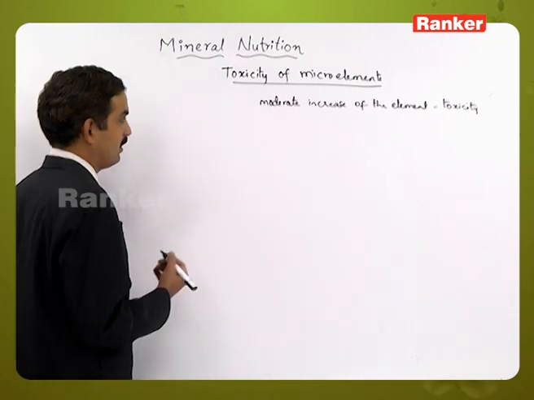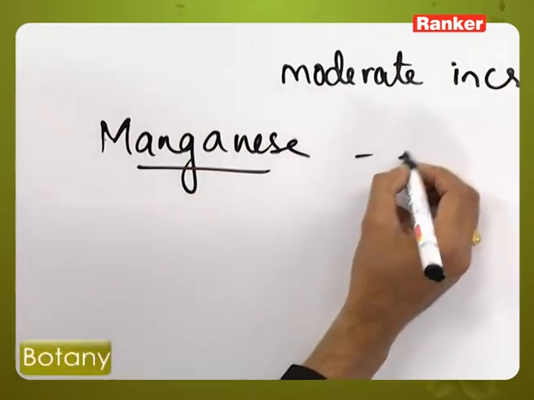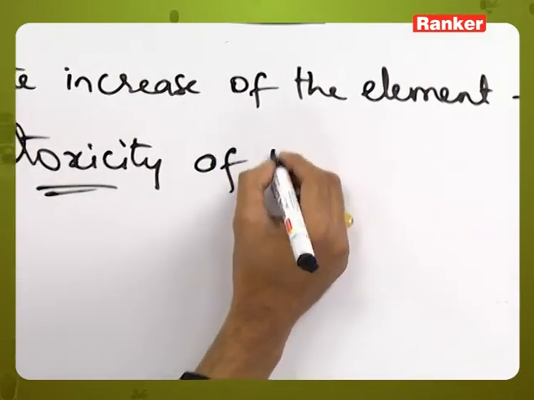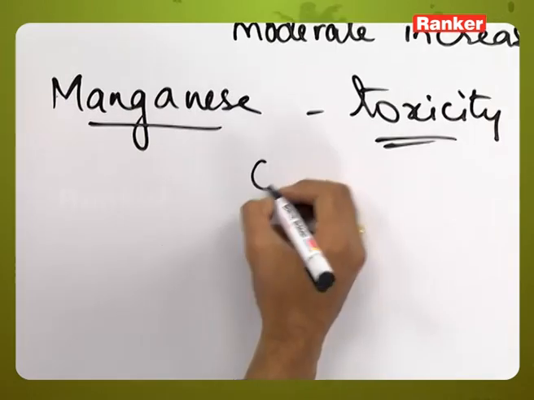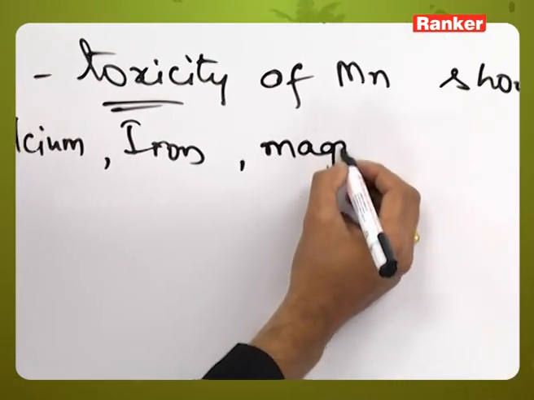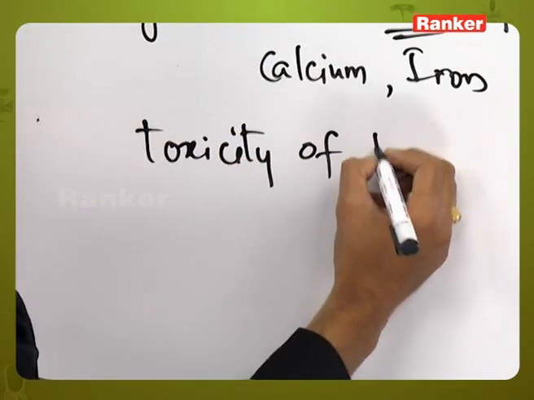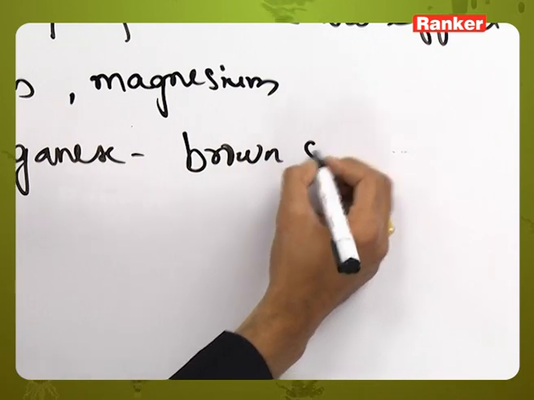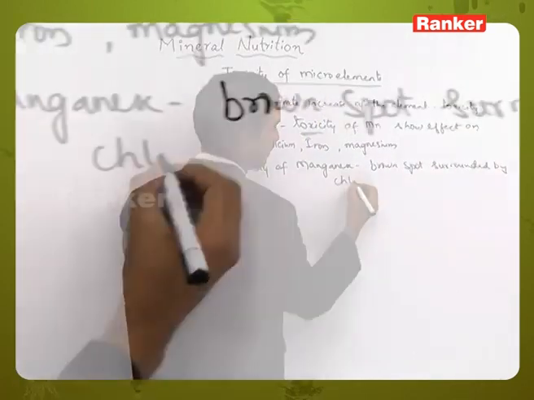So let us take manganese here. The toxicity of manganese will show an effect on calcium, iron and magnesium. Actually, the toxicity of manganese results in brown spots surrounded by chlorotic veins.